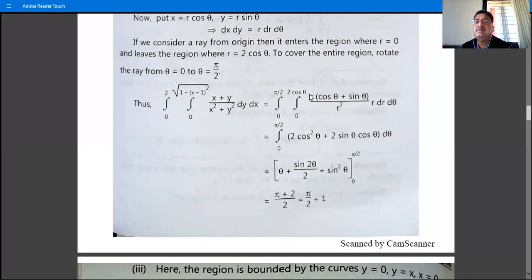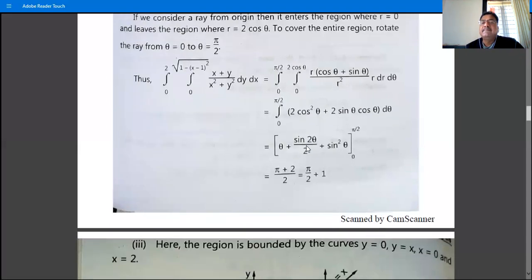There is no r, because this r into r is r square divided by r square, which is 1. So just cos theta plus sin theta. Integration with respect to r means cos theta is constant, so its integration is cos theta into r, and the integration of sin theta is sin theta into r. If we substitute r as 2 cos theta, we have 2 cos square theta plus 2 sin theta cos theta, minus, if we substitute r as 0, we get 0 for the lower limit.